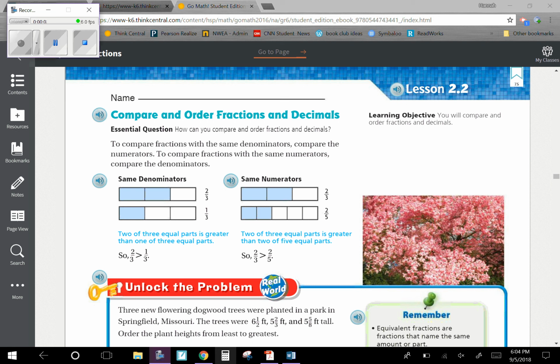Chapter 2, Lesson 2, Compare and Order Fractions and Decimals. Our learning objective is you will compare and order fractions and decimals. The essential question is, how can you compare and order fractions and decimals?